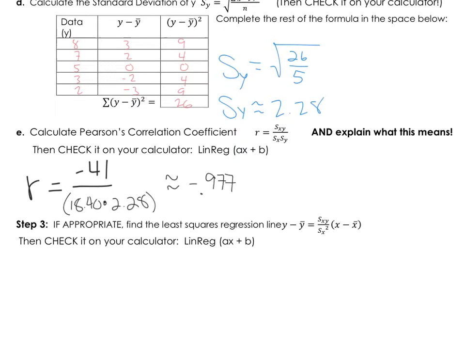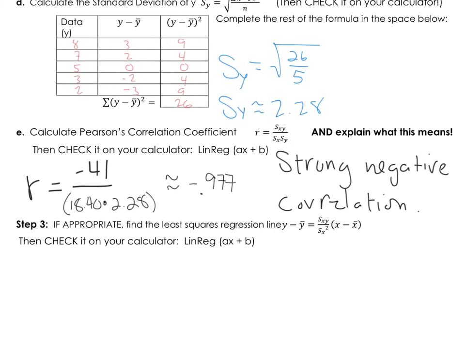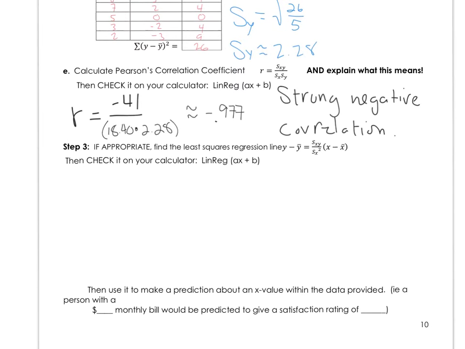Ladies and gentlemen, what is that, right? This is the explain what it means part. This is something that tells me I have a strong negative correlation, meaning that there is a strong relationship between the amount somebody pays for their bill and their level of satisfaction. Next, because we have a strong negative correlation, step 3 is appropriate. Calculate our regression model. So we're going to calculate this, and we're going to check it.